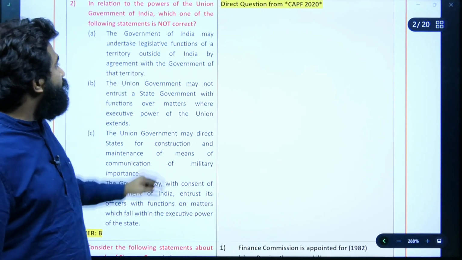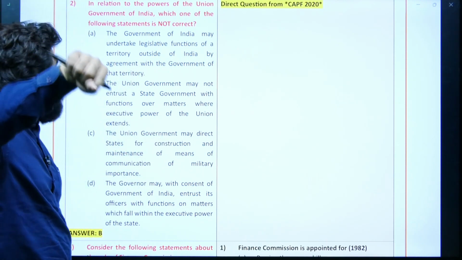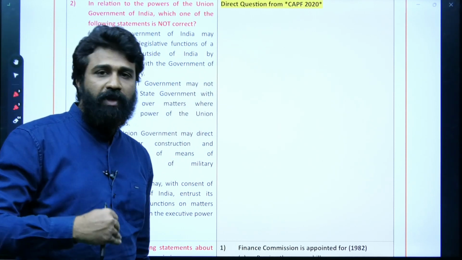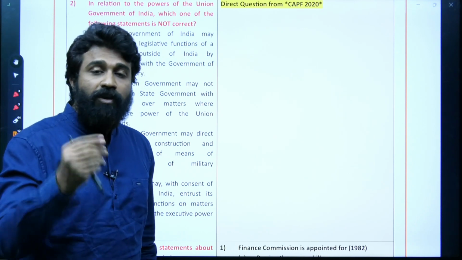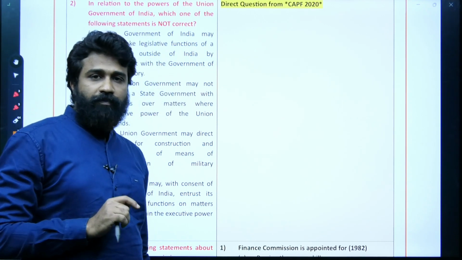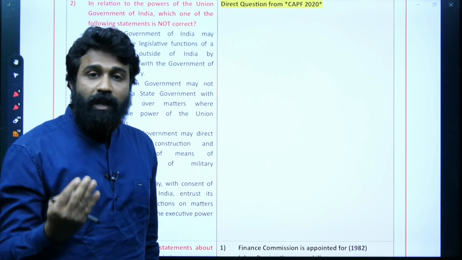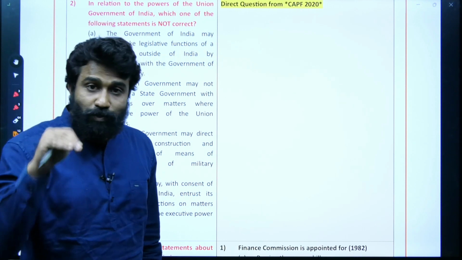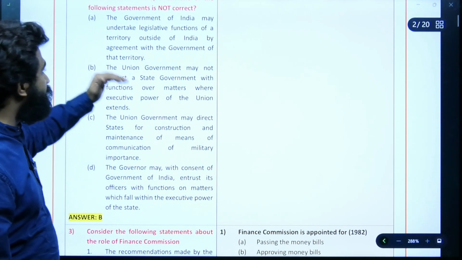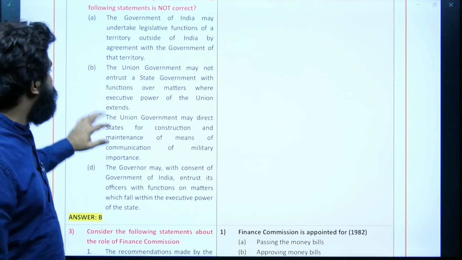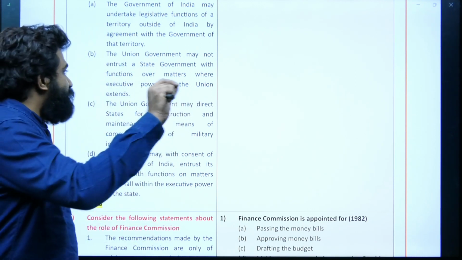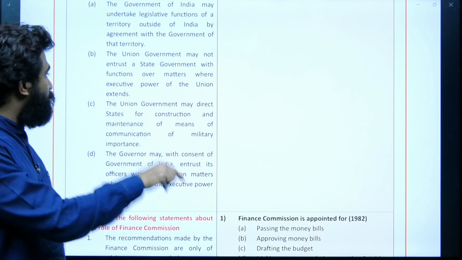Here, the Government of India may undertake legislative functions for a territory outside of India by agreement with the government of that territory. Yes, if any land does not belong to the Government of India, it can also make legislation with the consent of the territory which belongs to another state. For example, if Bangladesh wants a law to be passed by the Government of India on its own territory, the Government of India can pass that legislation, there is no problem here. This is a logical question, you can comfortably mark it right. Next, the Union Government of India may not entrust a state government with the functions over matters where the executive power of the union extends.